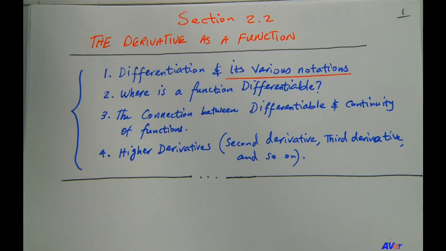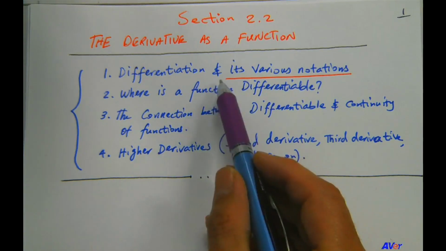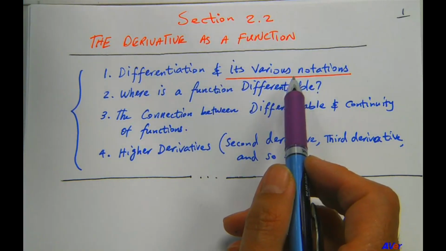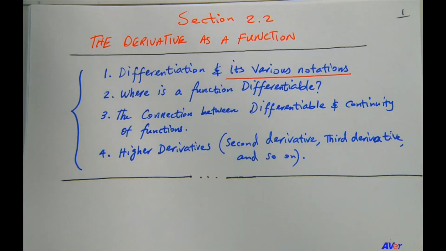Hello everyone, welcome to our discussion of section 2.2 where we will be continuing our discussion of the derivative. Now in this particular section we will be talking about differentiation and its various notations. We already introduced one notation for it, which was the f prime of x. So if the original function is called f of x, then one notation to represent its derivative is called the f prime of x. Also, we have other notations that we can use, and we will be discussing those.